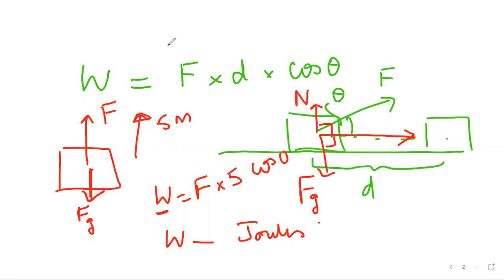So anytime a force is in the direction of displacement, it does positive work. Anytime a force is directed 180 degrees relative to the displacement, such as F grav, then you simply get a negative 1 because of the cosine of 180 degrees. So that's how you calculate the work done on an object.